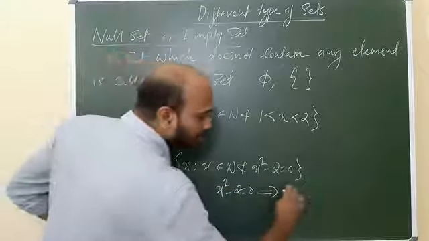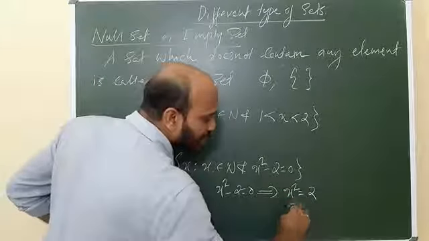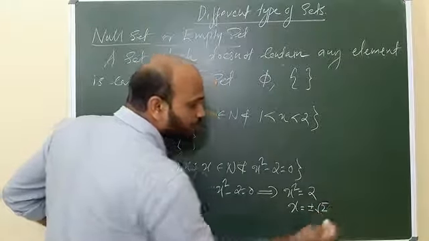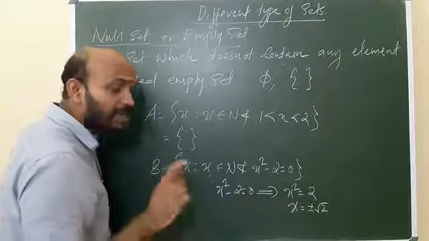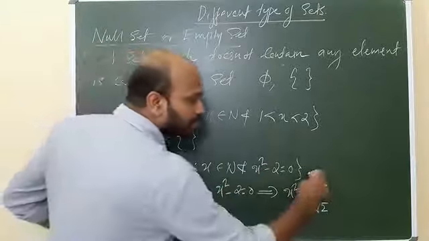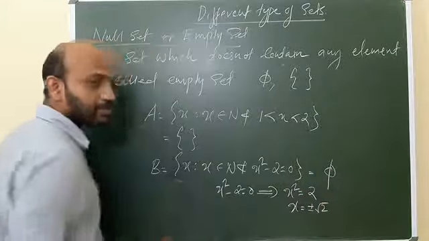implies x square equal to 2, right, which implies x equal to plus or minus root 2, and root 2 is not a natural number. That means there is no natural number satisfying this condition. That means this is another example for an empty set. We can represent it by the symbol phi.